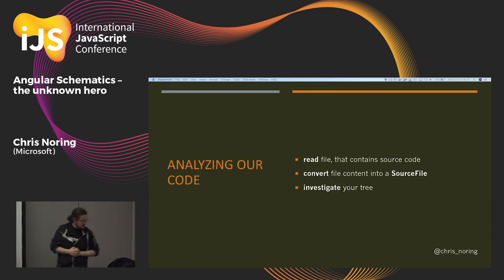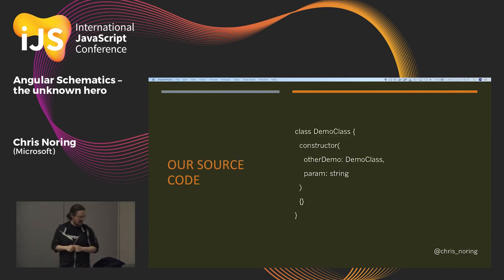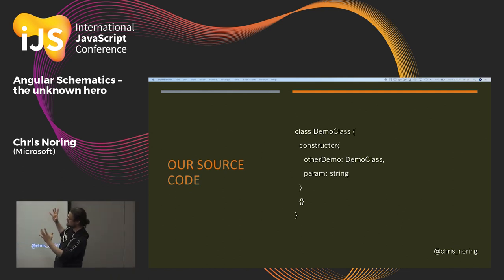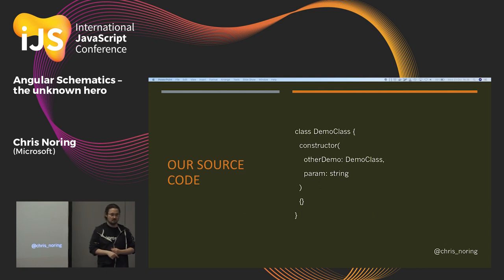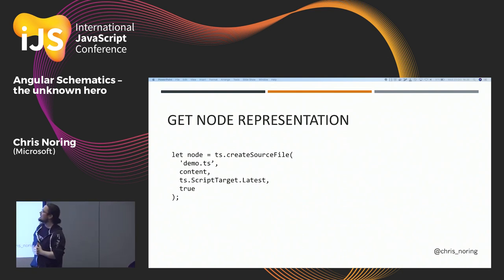Anyway, so we read in our file with source code, and the next thing we do is convert the file into a class called the source file. Once we have this source file representation, then we can start investigating our tree and see how it actually looks. Here be dragons, am I right? Okay, so let's take a very simple piece of code, just a simple class constructor, with two parameters, one of type demo class and the other a string. Very simple code. And then what? Well, we want to create this source file representation. So we tell it, here's a file, I want you to call it demo.ts. I want to provide you with this content that I just showed you, which is the source code, and give me this node.